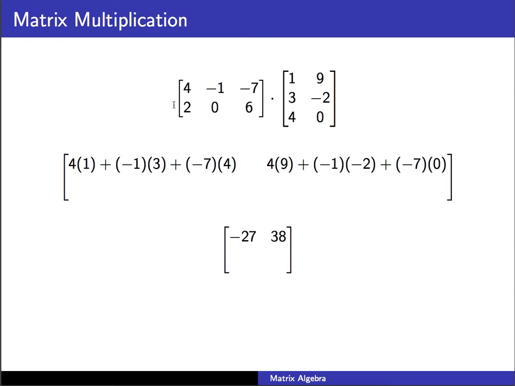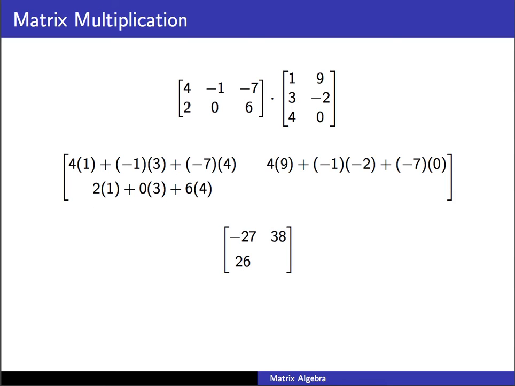Now we can move on to the second row in matrix D and repeat the process. So we have 2, 0, and 6. We're going to multiply that by 1, 3, and 4, and we're going to put our answer in the second row, first column. It's the bottom left of our answer. So 2 times 1 plus 0 times 3 plus 6 times 4. When we calculate all this out, we get 26.